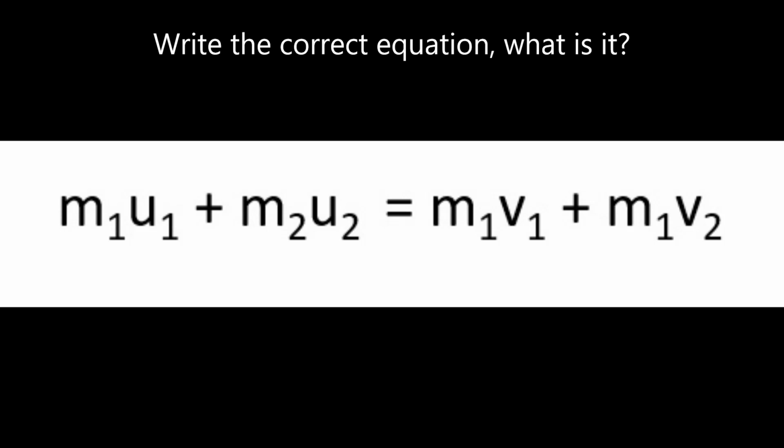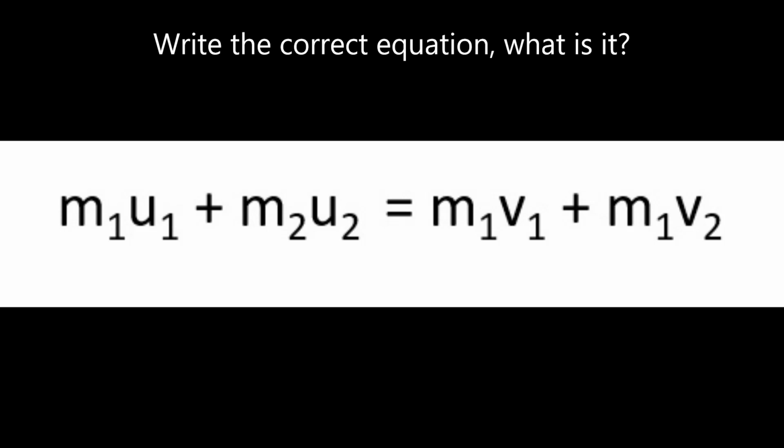Now, this is the equation for the conservation of momentum. So m1u1 plus m2u2 is equal to m1v1 plus m2v2. So m1u1 will be the momentum before the collision of the object m1. m2u2 will be the momentum of the object that has mass m2.